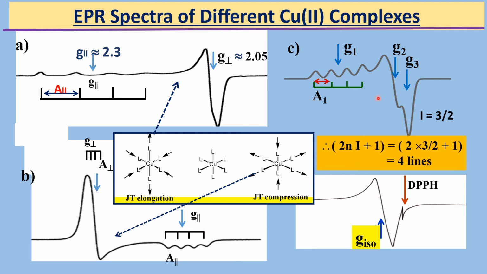In the case of an orthorhombic, less symmetric complex, g1, g2, g3 are not equal: g1 is not equal to g2, g2 is not equal to g3. And in the case of a pure copper complex, there will be exchange interaction between the neighboring copper ions to give an exchange coupled narrowed single line. We don't get 4 lines. It is expected to give 4 lines, but due to exchange coupling, we only get a single line as shown here.